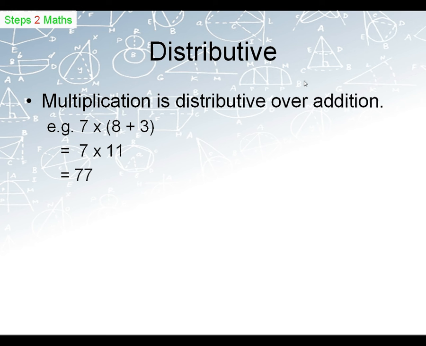Now I want us to think about what multiplication is. There's different ways of thinking about it. We can say we're adding 7 times. We can say we're scaling up by a factor of 7. Or we can say that we have got 7 groups of things.